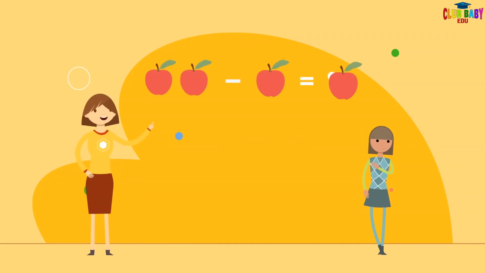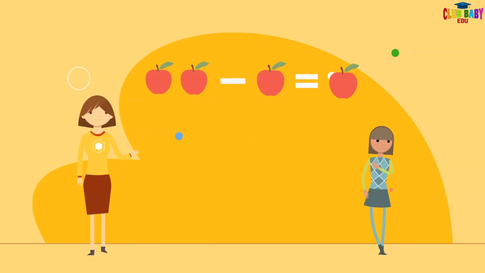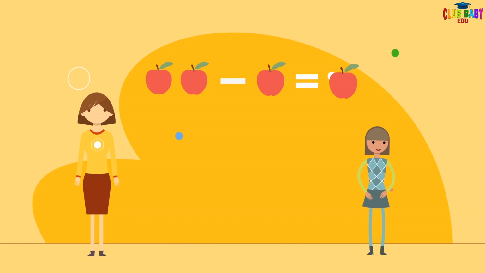Repeat after me. 2 apples minus 1 apple equals 1 apple.